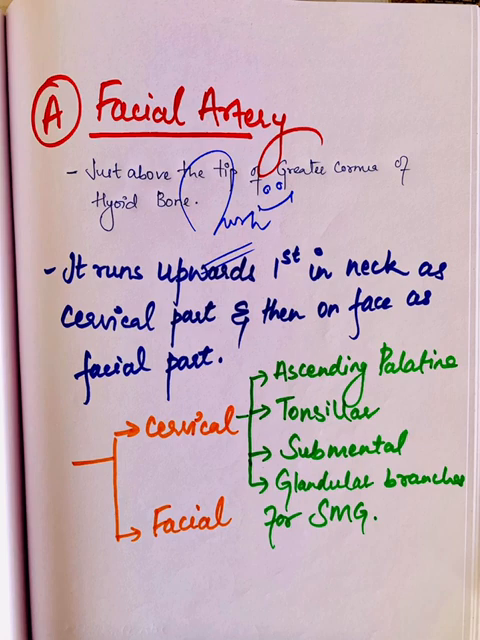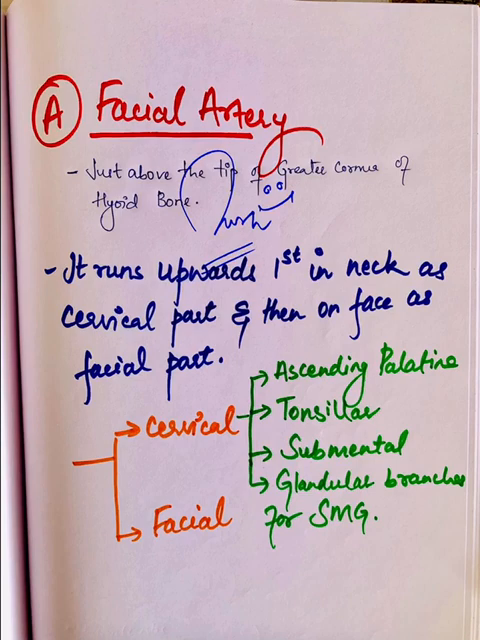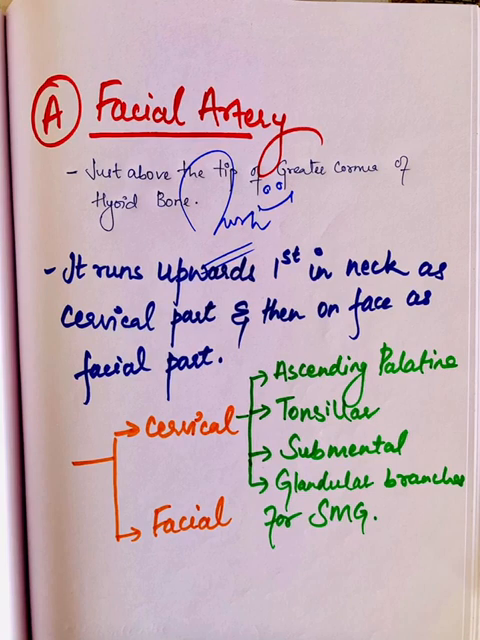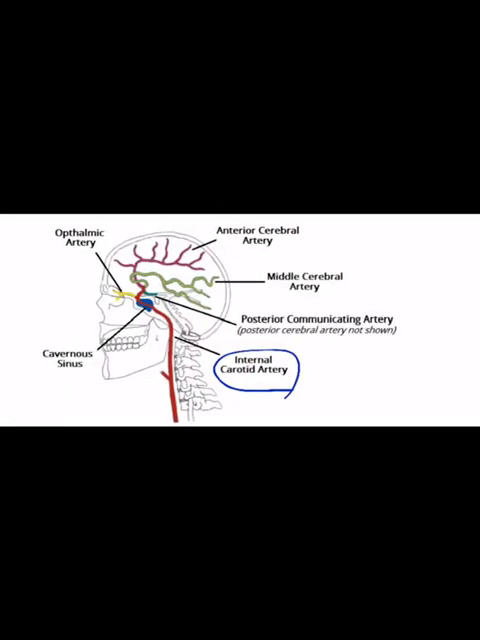Then coming to the facial artery, it arises just above the tip of the greater cornua of the hyoid bone, and it runs upwards first in the neck as the cervical part and then on the face as the facial part. Then you have the branches, several cervical branches like ascending palatine, tonsillar, submental, and the glandular branches for the submandibular gland. Then you have the facial branches. So this is about the facial. And what is A doing there? Because it is the anterior branch of your ECA, external carotid artery.